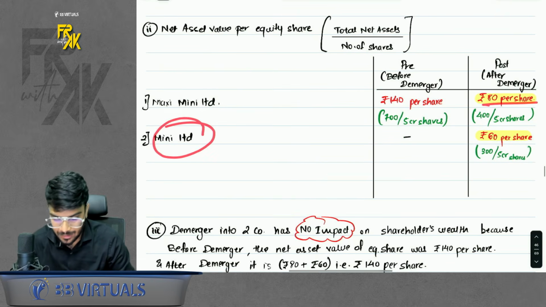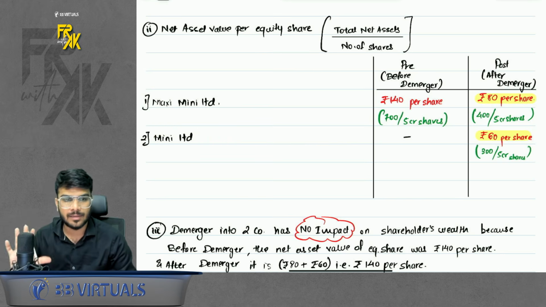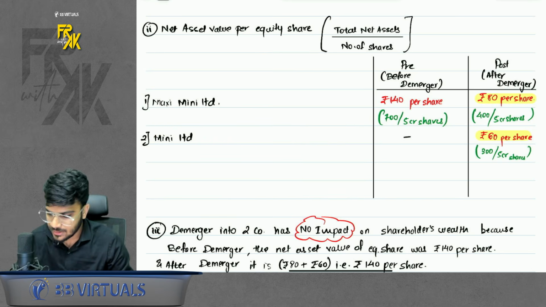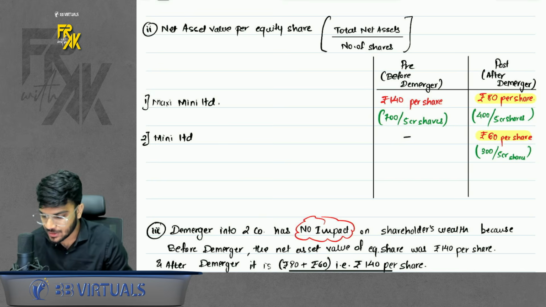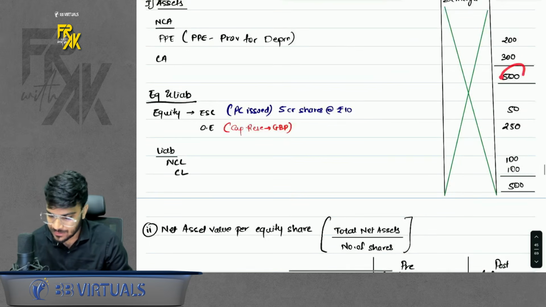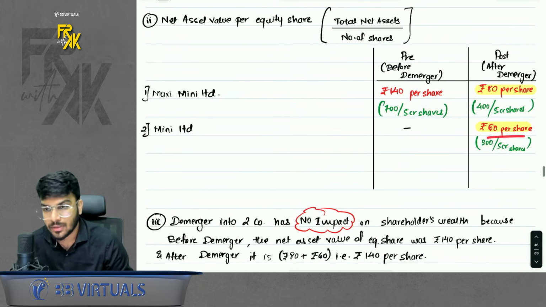What about Mini Limited? In Mini Limited, before demerger, there was nothing. Just look at after demerger. After demerger, again, check the net assets, divide by the number of shares. You will get rupees 60.